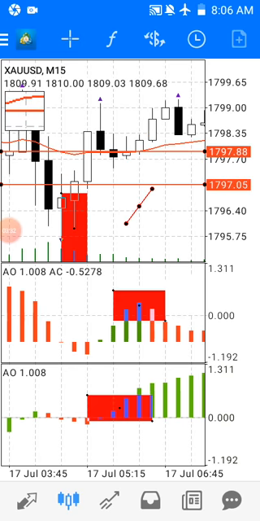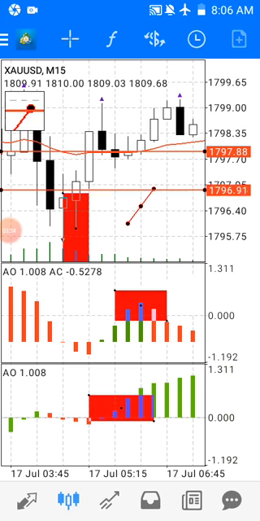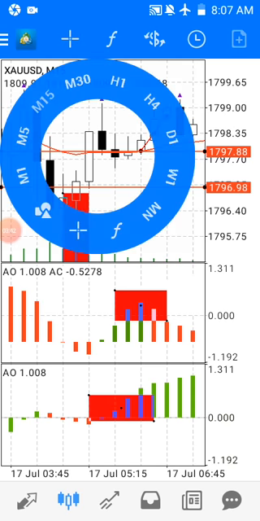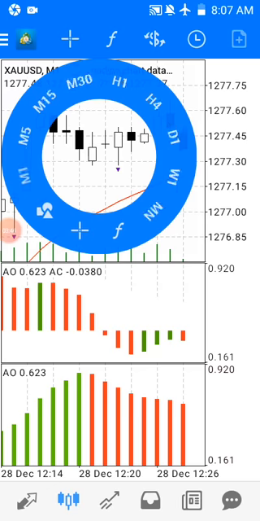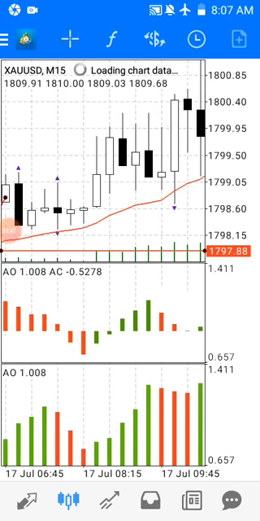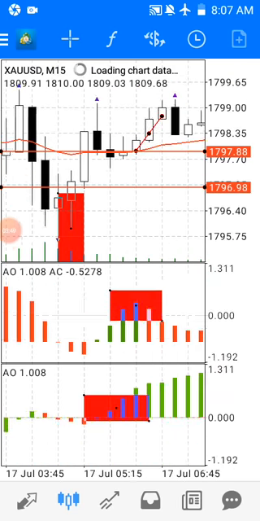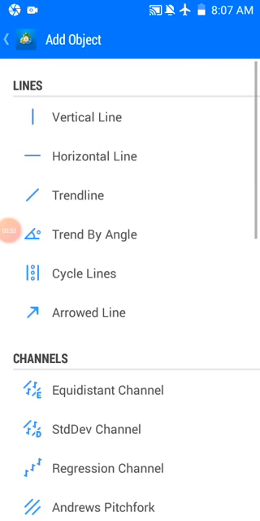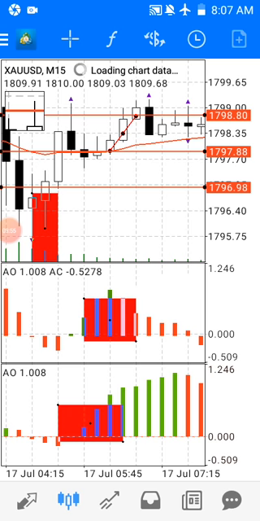This is the trade entry. This is our stop loss. Now our take profit will be this height. So let me put a horizontal line to mark our take profit point. Our take profit point will be around here.